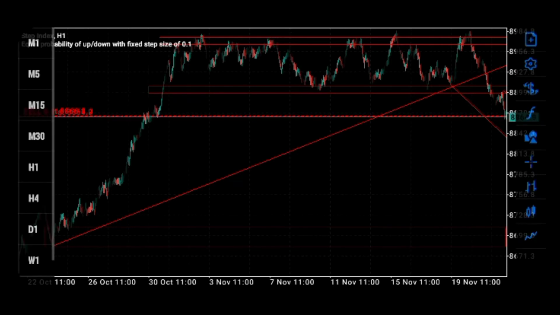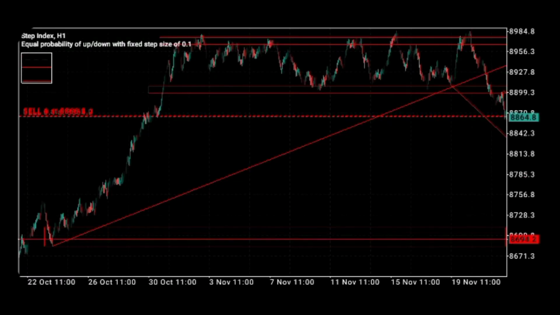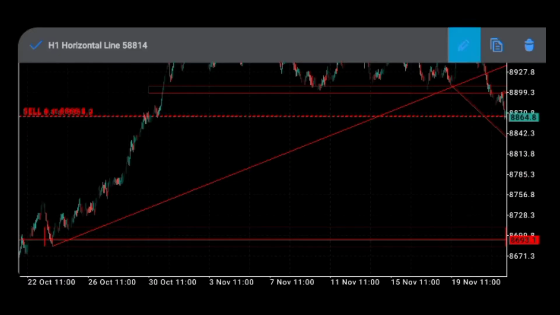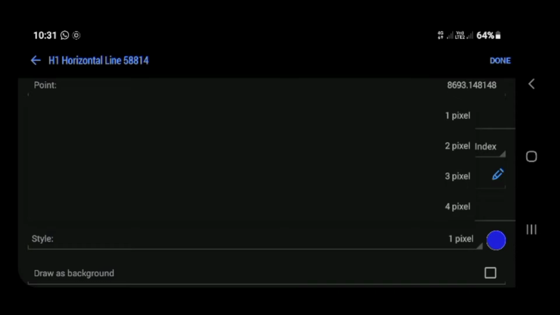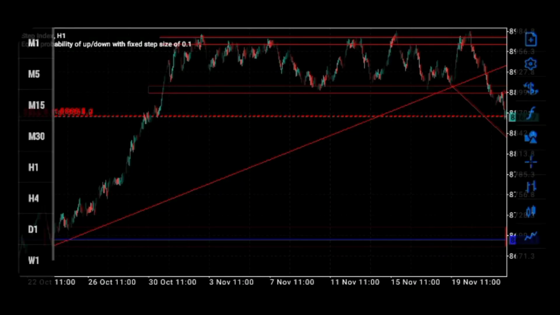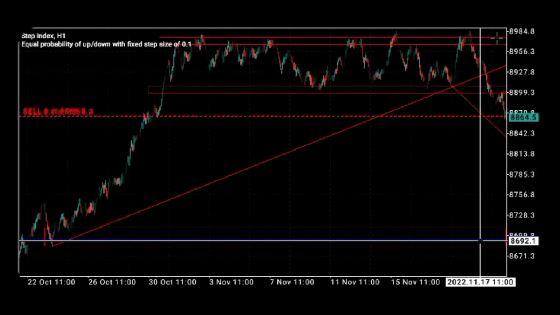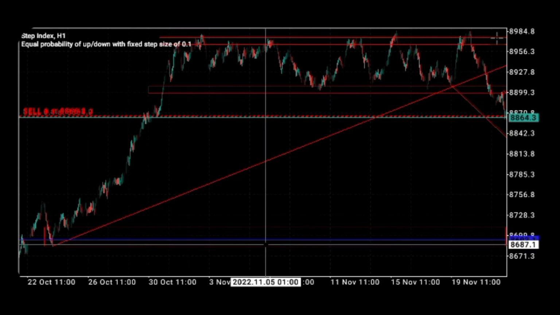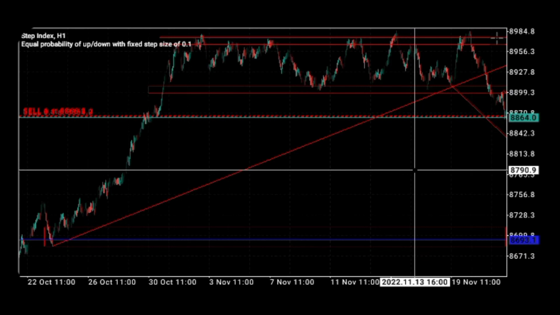Then I will add my horizontal line. Let me change the color. This horizontal line that I'm adding right now will give us the price for our take profit for this step index that I'm trading today. This is the price that is blue. This is the price for my step index. And then what else?